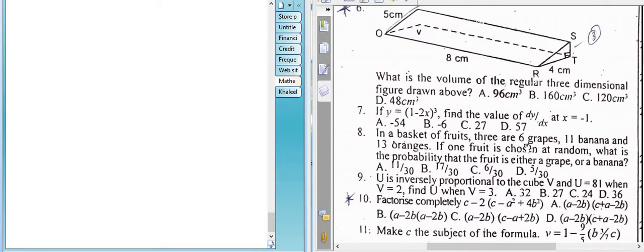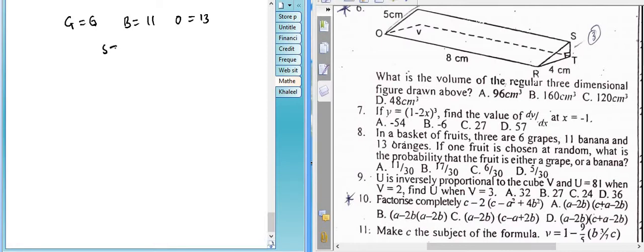So the first one, 6 grapes. Let's call grape as G. So we have G as 6, and then for the banana, that's B, is equal to 11, and then for the orange, that's O, is 13. Then the sum is going to give you 6 plus 11 plus 13, which is equal to 30.